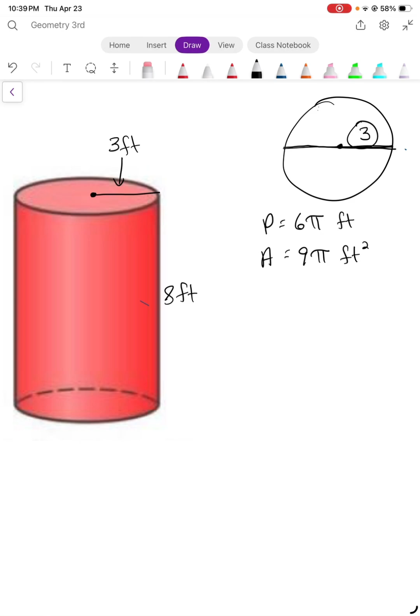And again, that's the hard work. That's the hardest part. Find lateral area. Again, it's simply perimeter times how tall it is, which is 6 pi times 8.